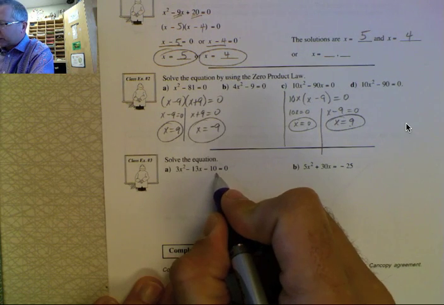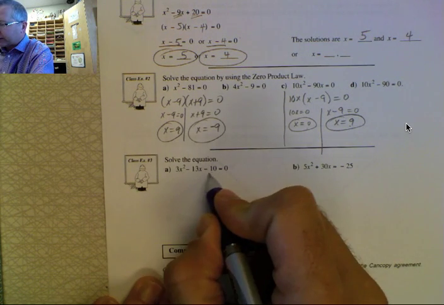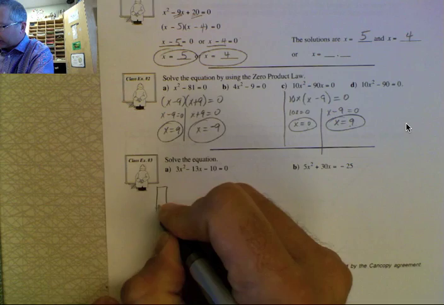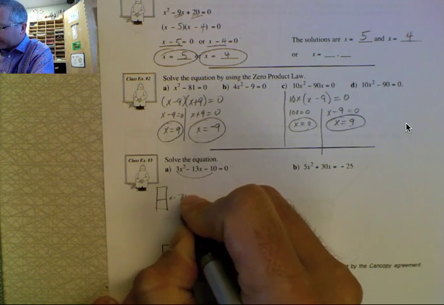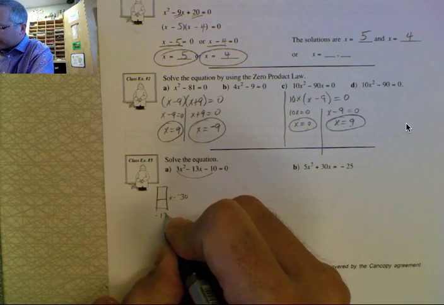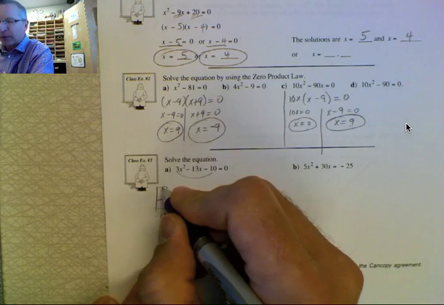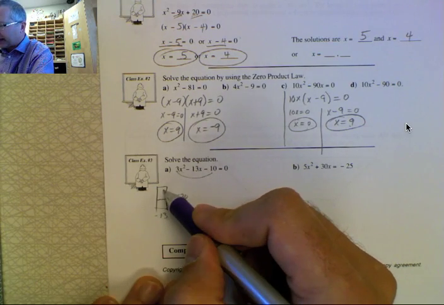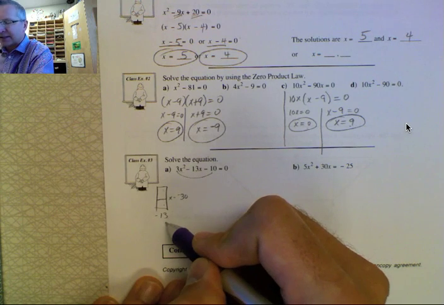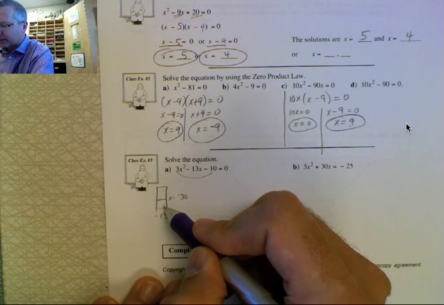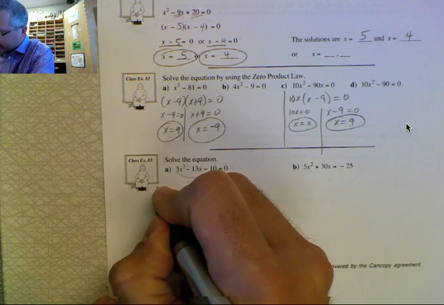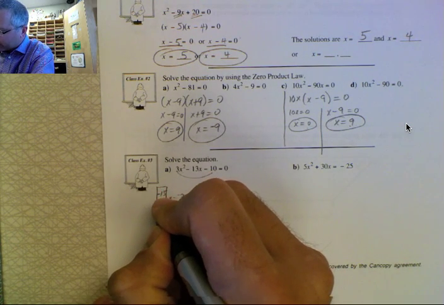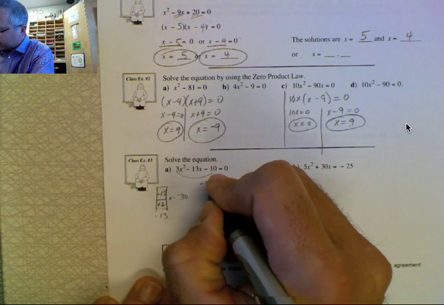Here, if we look at this situation, we cannot take out a common factor, so we have to use box method. We have to find two numbers that multiply to negative 30 and add to negative 13. Most people would go, oh, 10 and 3. But negative 10 minus 3, yeah, that's negative 13. But negative 10 times negative 3 doesn't give you negative 30. It gives you positive 30. Our values are actually negative 15 and positive 2.